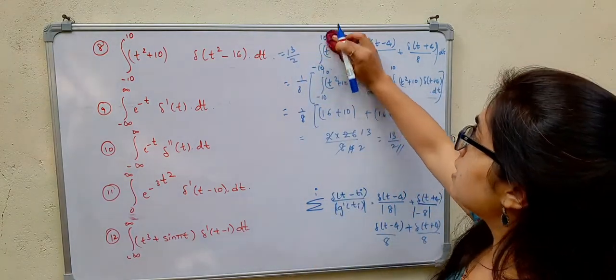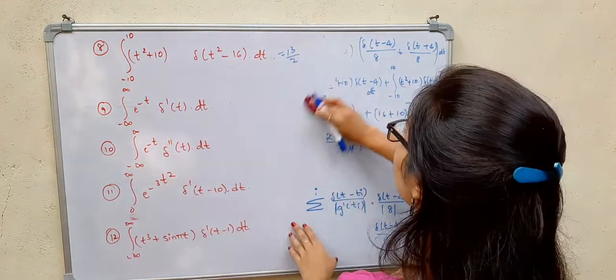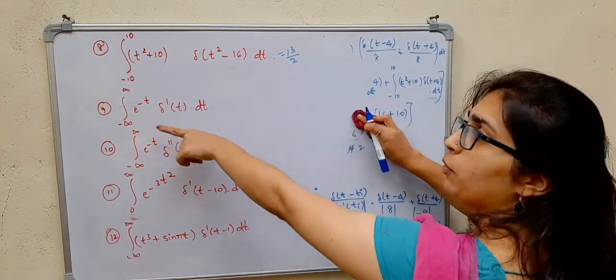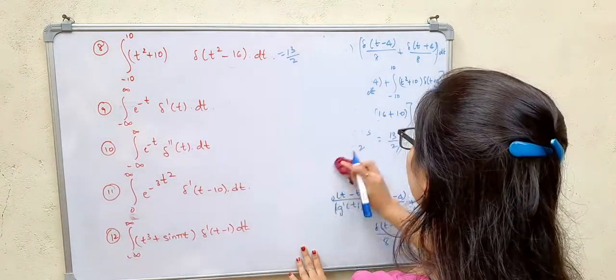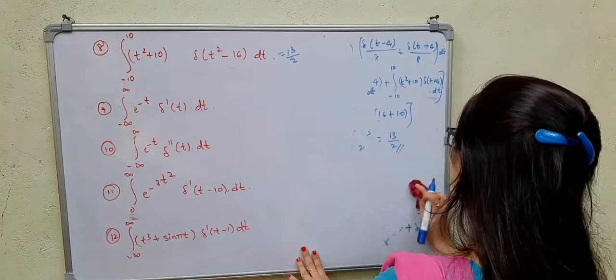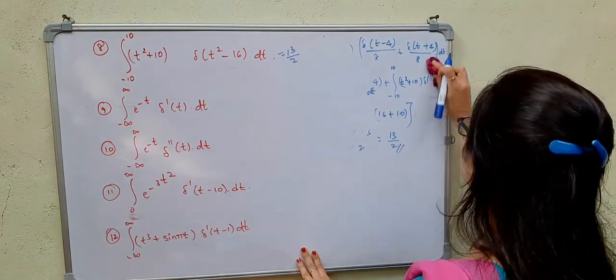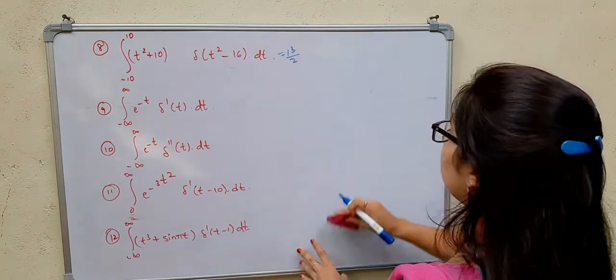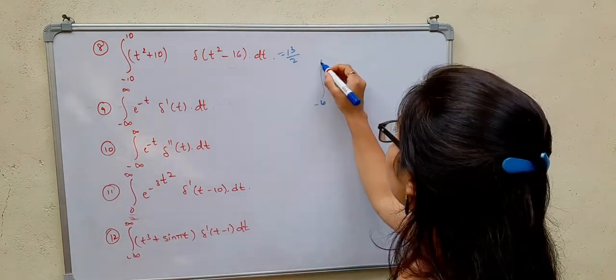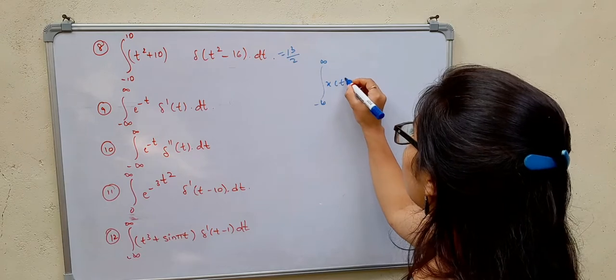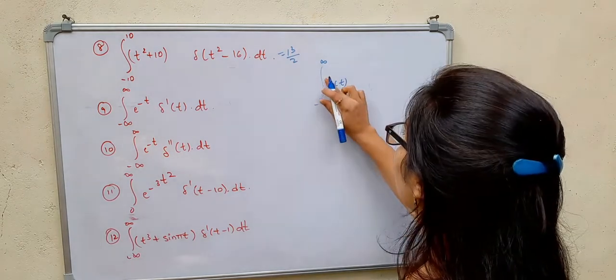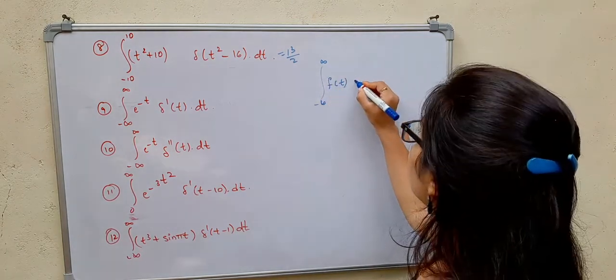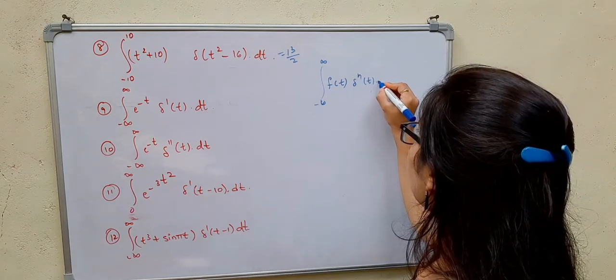So next consider the second problem: the integral from minus infinity to infinity of e to the power of minus t times delta dash of t. In my previous video on the properties of impulse function, I had considered a formula, that is, the integral from minus infinity to infinity of f of t times delta to the power n of t dt.